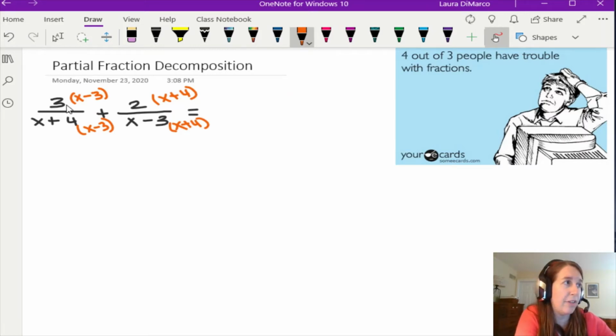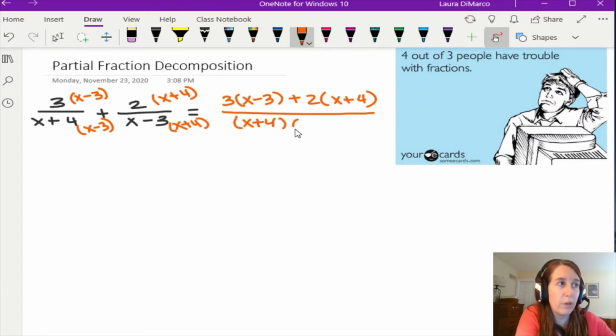So we have the numerator is 3 times x minus 3 plus 2 times x plus 4. The denominator is x plus 4 times x minus 3. That's that common denominator. Notice it has both denominators from the problem. Okay, so now we just want to simplify it a little bit more. We probably want to distribute and see if we have some like terms on the top.